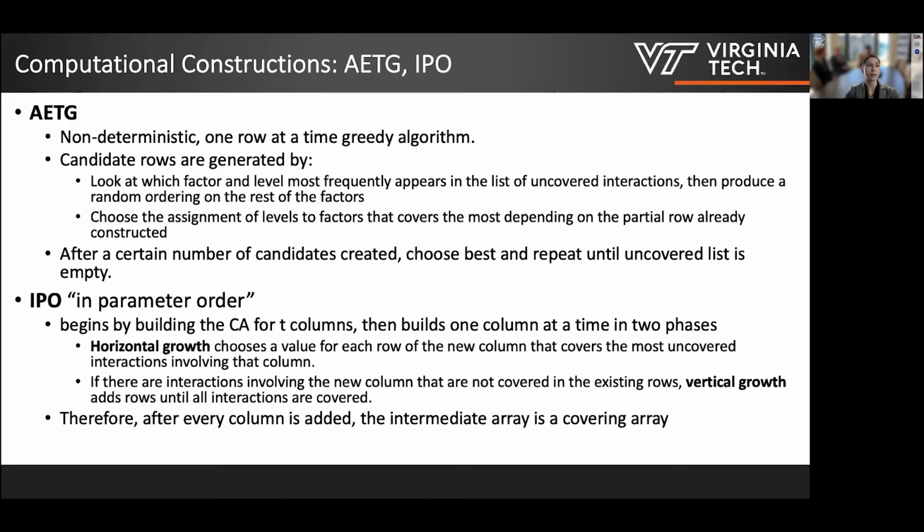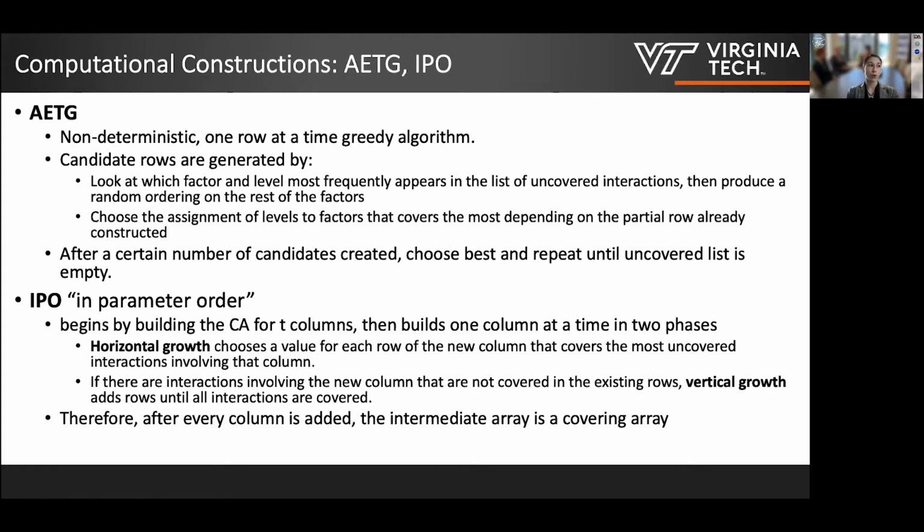uncovered list is empty. So many of these computational constructions start off by enumerating all of the interactions that have to be covered. And then as it goes through and builds rows, it effectively checks off those interactions that have appeared in some row as having been covered, and then iterates through until the uncovered list is empty.